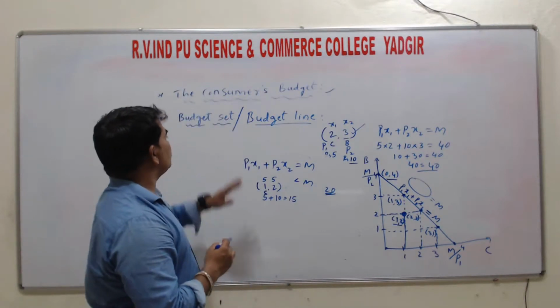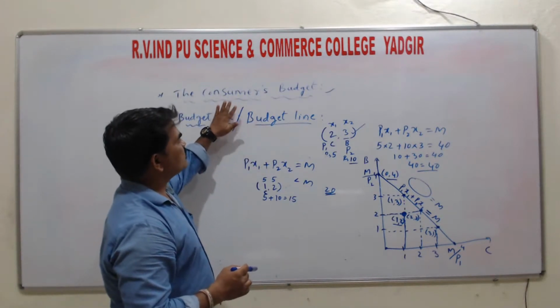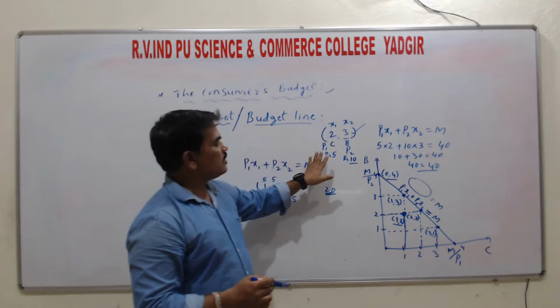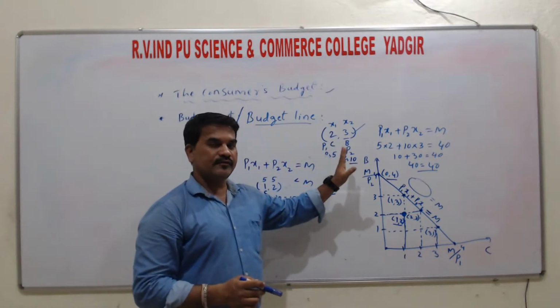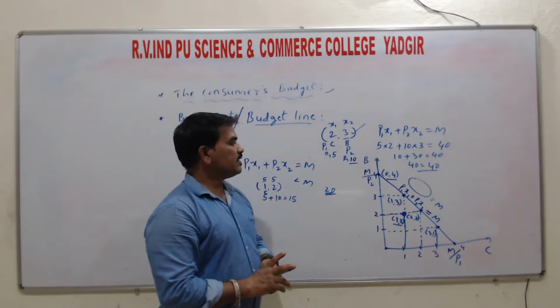Right? So we know the budget set, the budget line, the consumer's budget, and how we can find out the quantity if the quantity of the other good is given.